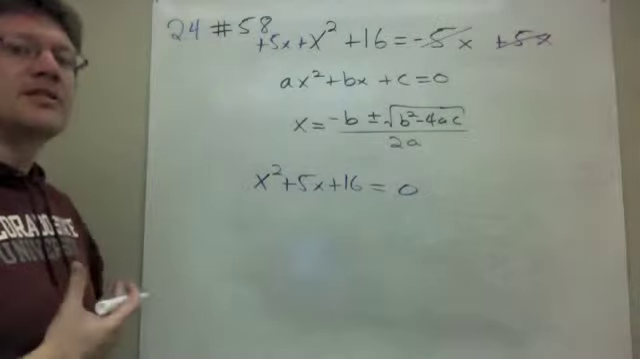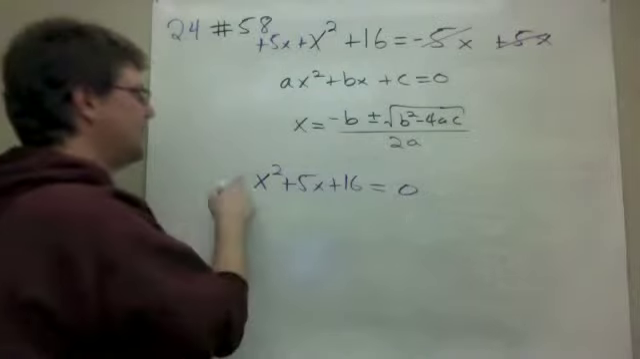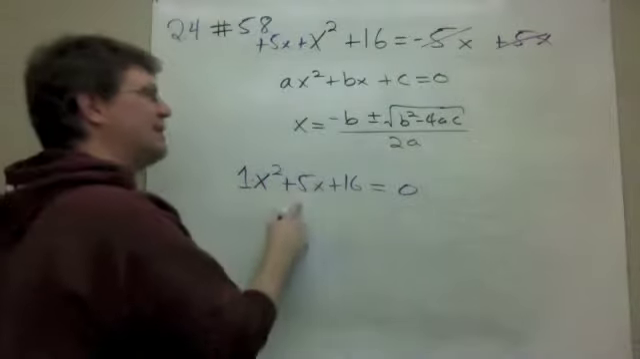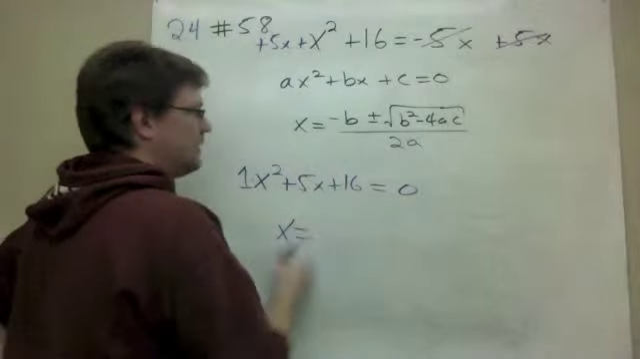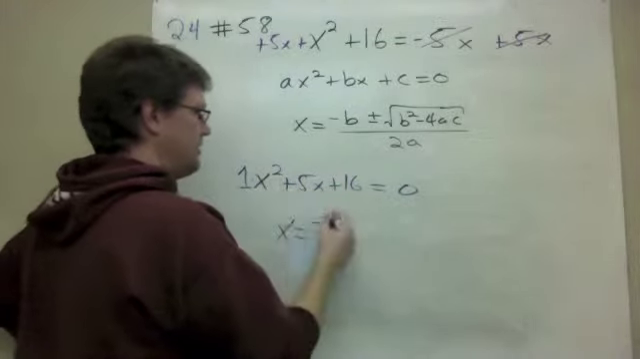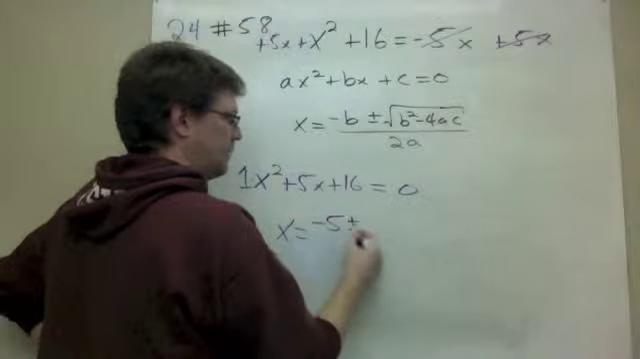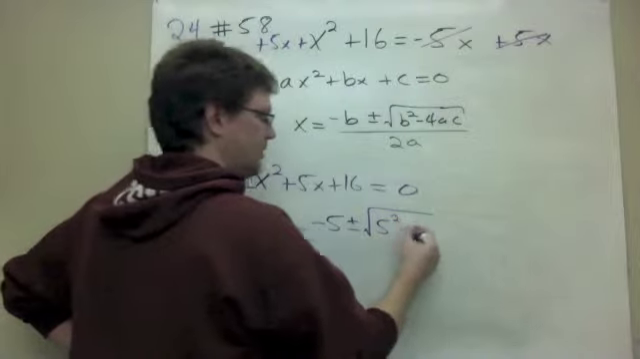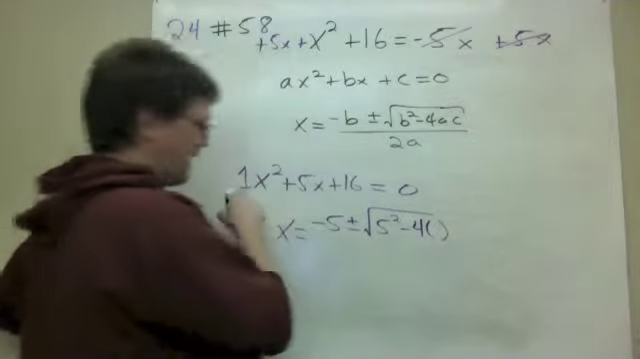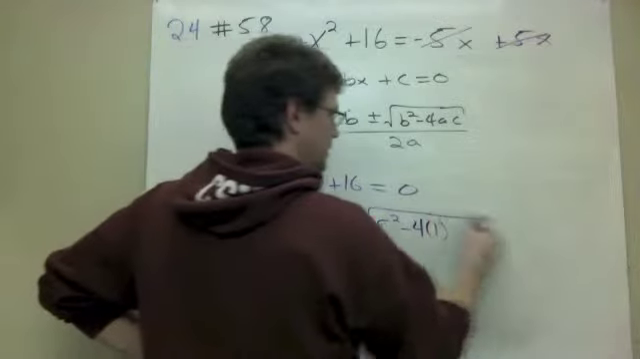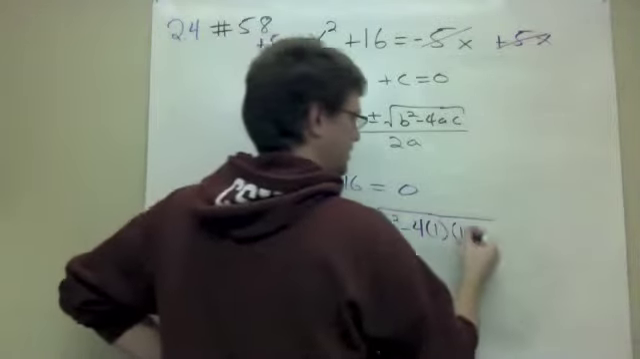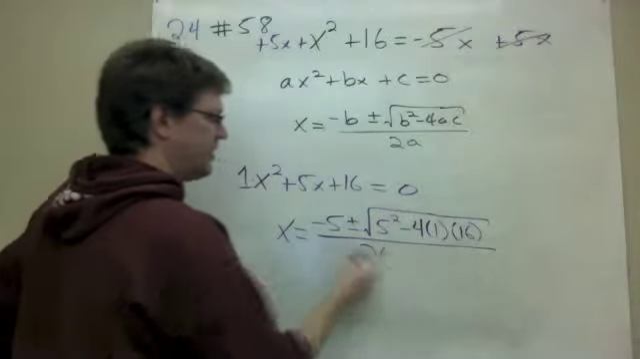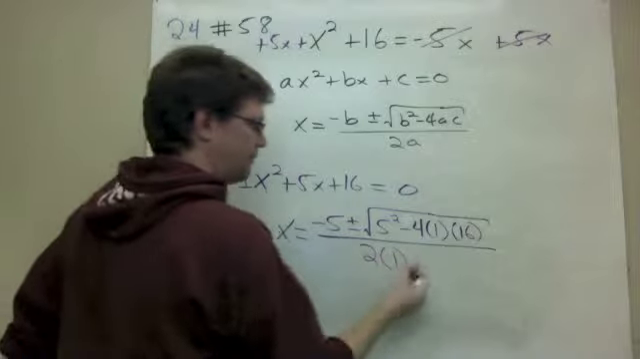Right. Now let's plug this into our formula. A is 1, right? We always have those 1s in there. B is 5, and C is 16. So x is going to be minus the b, which is 5, plus or minus the square root of b squared, so that's going to be 5 squared, minus 4 times our a, which is 1, times our c, which is 16, all over 2 times our a, which is again 1.